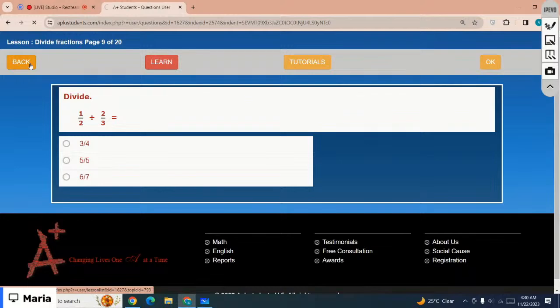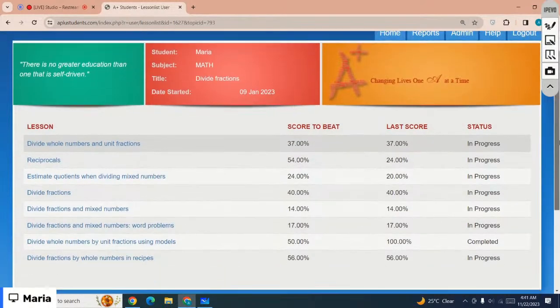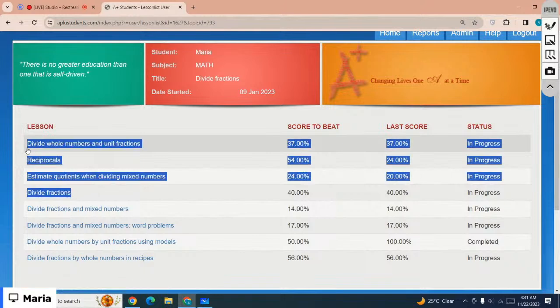So we were working on grade 6 math. The chapter we were working on is divide fractions. The lessons we have covered today are divide whole numbers and unit fractions, reciprocals, estimate quotients when dividing mixed numbers, and divide fractions.